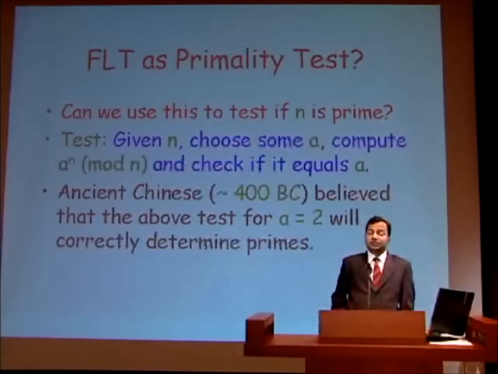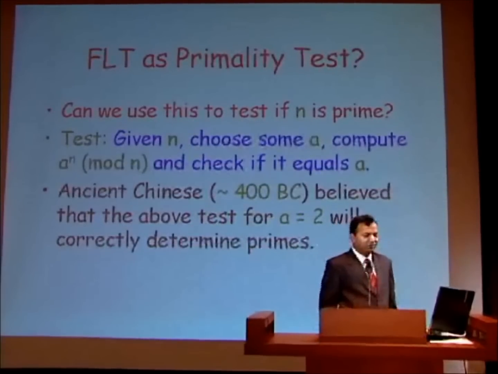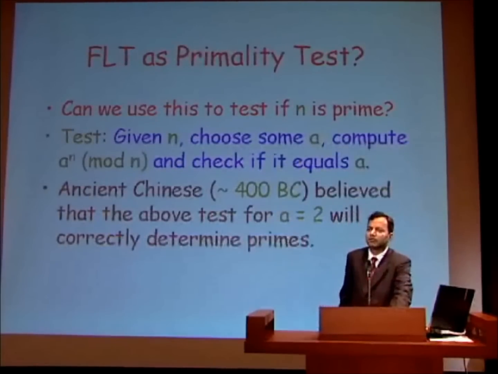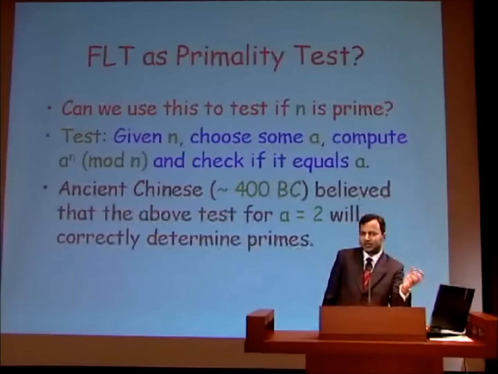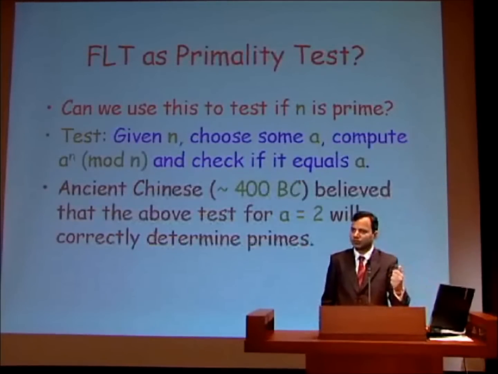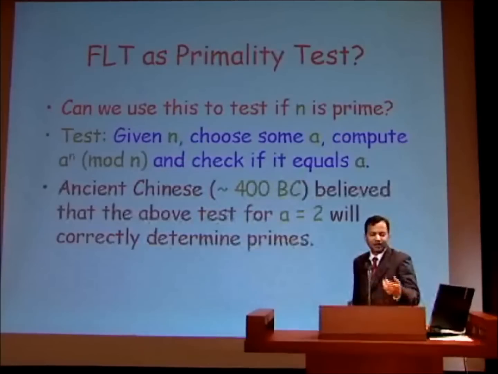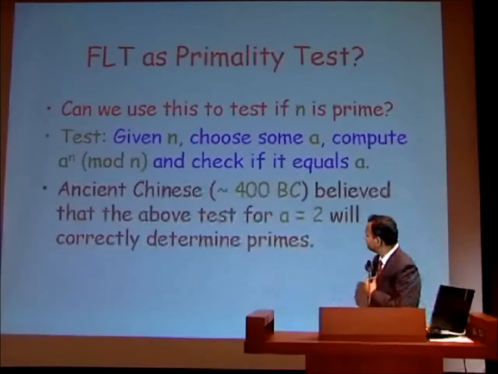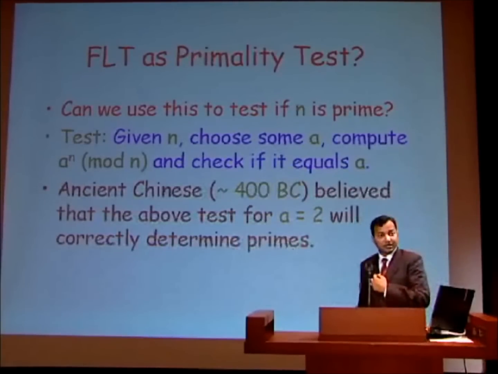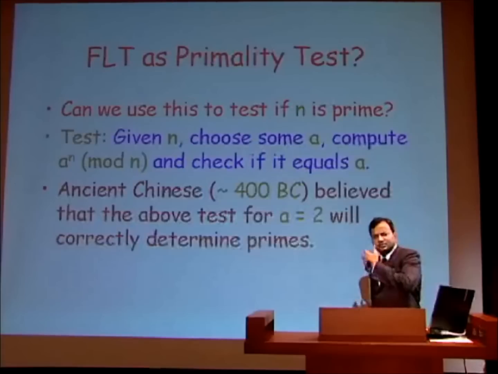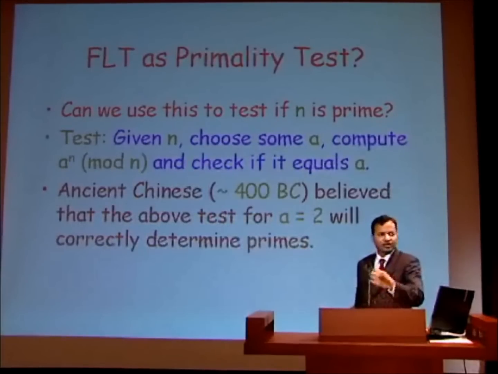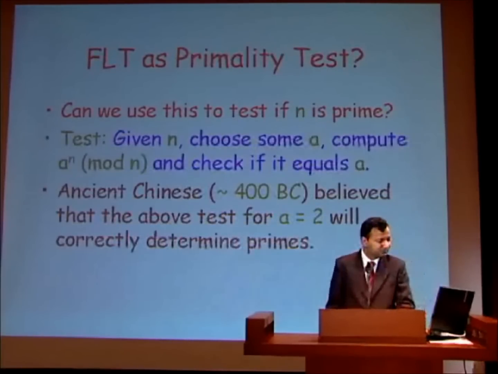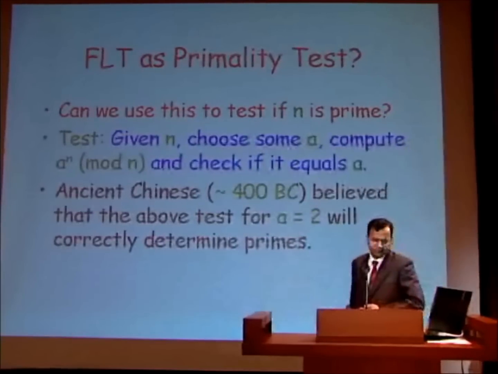Right, so apart from its seemingly magical properties, we can also hope to use it as a test for primality. Because this theorem says if n is prime, then it satisfies this property. So what about the following test? Given n, let's choose some a, compute the nth power of a modulo n, and check if it equals a. If it is not equal to a, then we know for sure that n is not a prime. If it is equal to a, then perhaps we can conclude that n is prime. So let's just define our test in this way.